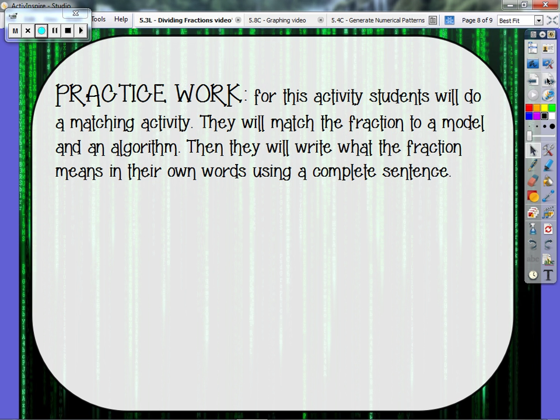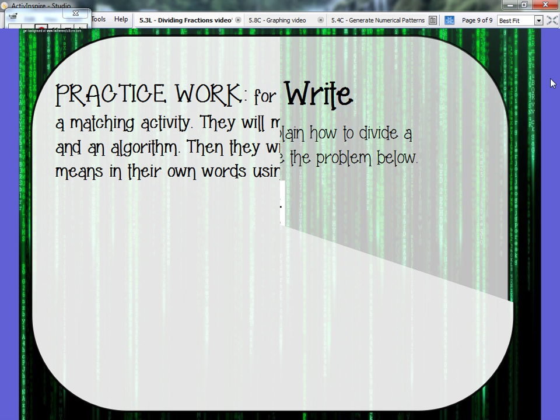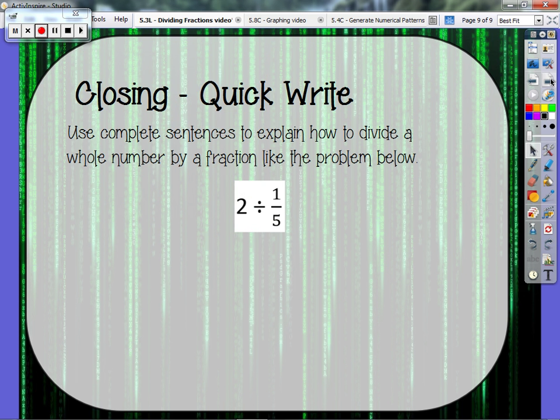So this pretty much goes off of the problems that they were solving, except this time they're having to write what the fraction means to them, and they're having to do it in complete sentences. I would usually give them about 20, 25 minutes to do something like this. And after doing some practice work, that's when I would move into the closing activity.